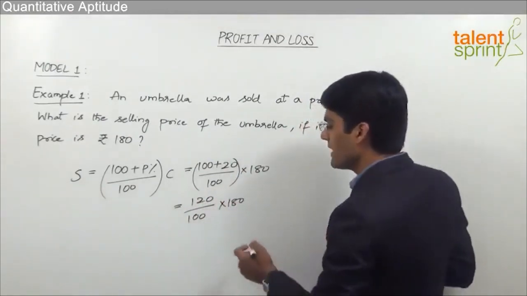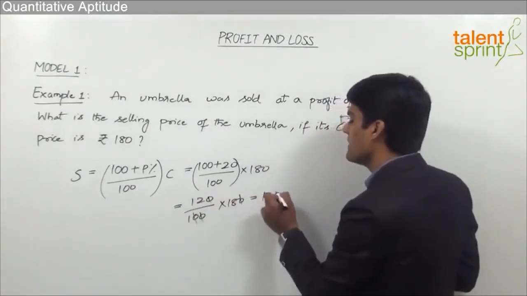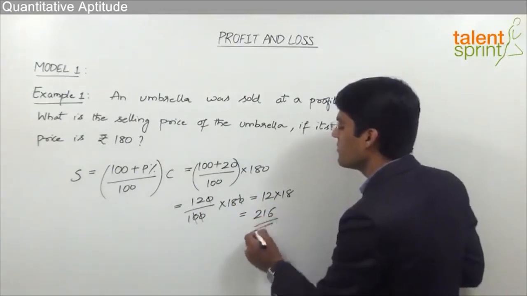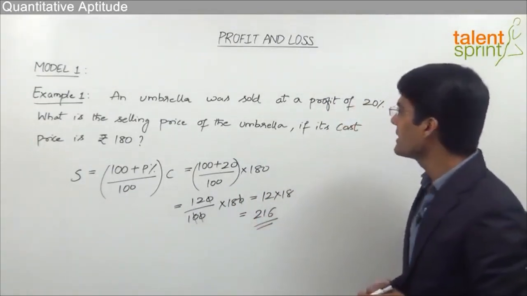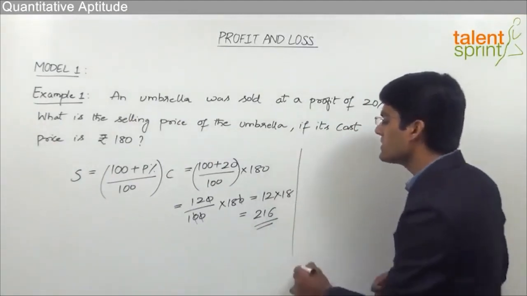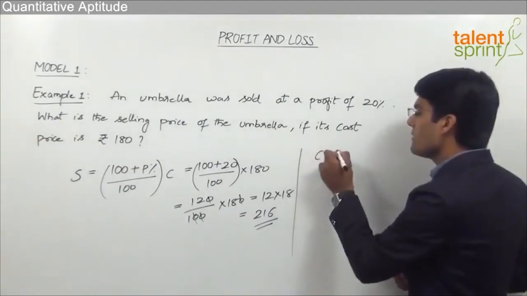Now, by solving this, we can say that the answer should be, zeros get cancelled here, 12 into 18, which is equal to 216. Therefore, the selling price of this umbrella has to be 216 such that the profit is 20%.